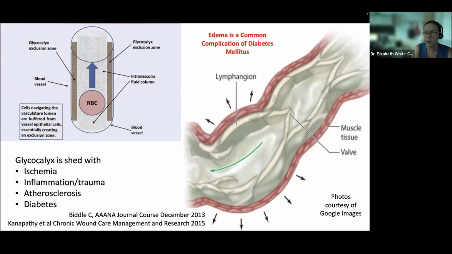So going on to how does this all pull together? I think if I want my one takeaway, Dr. Gould might have a different one. My one takeaway that I want you to remember is that all edema is lymphedema.